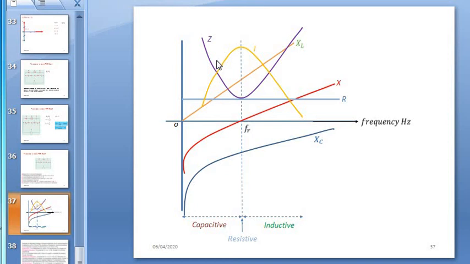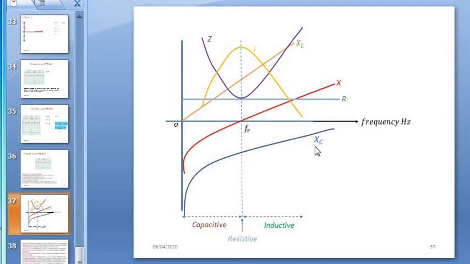What is resistance? The resistance is independent of the frequency. There is no frequency in the formula of resistance, therefore it is independent of frequency. Hence the resistance will be a constant. If the frequency is changing from 0 to maximum value, there will not be any effect on the resistance. Inductive reactance XL. What is the formula for XL? It is 2 pi FL. XL is directly proportional to F. Means as the frequency is increasing, linearly the XL will also increase. So this is the XL graph.